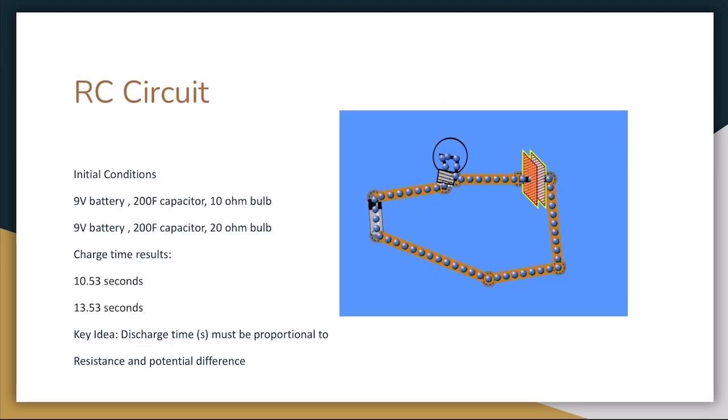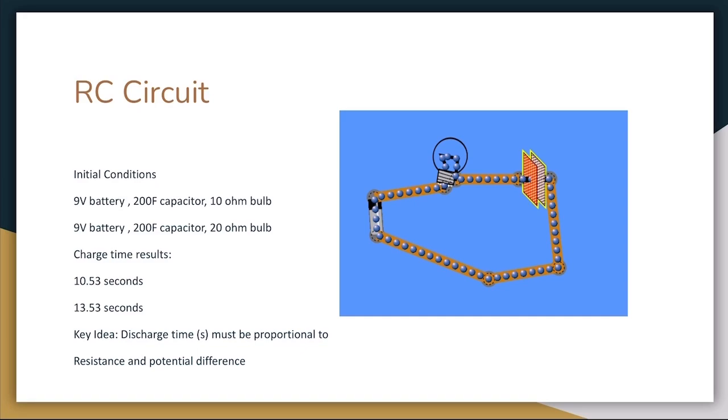For the next part, we designed an RC circuit to charge our capacitors while using one battery and a light bulb. Our initial conditions had two trials. The first one with a 9-volt battery, 200 farads capacitor, and 10 ohm bulb. The second one differs as we have a 20 ohm bulb instead, and we are trying to find our charge time results. The first one being 10.53 seconds, and the second one being 13.53 seconds as we increase the ohms of our light bulb.